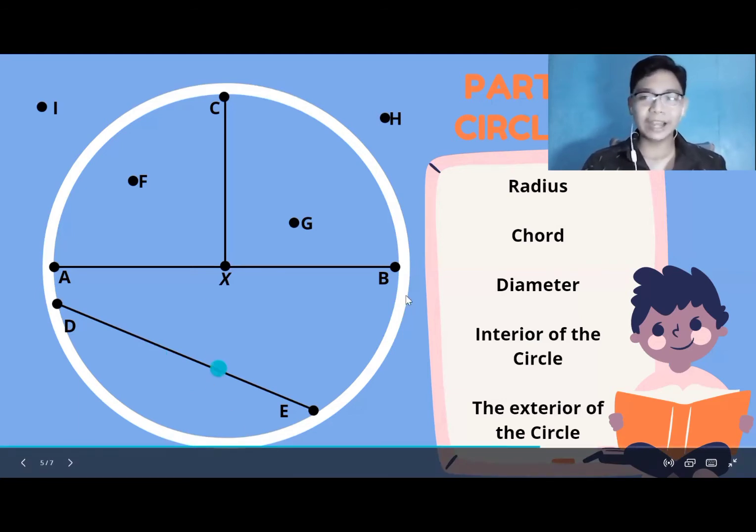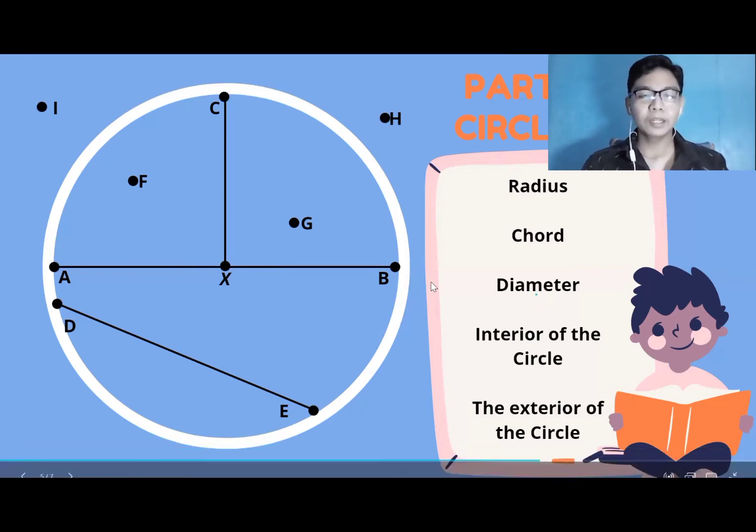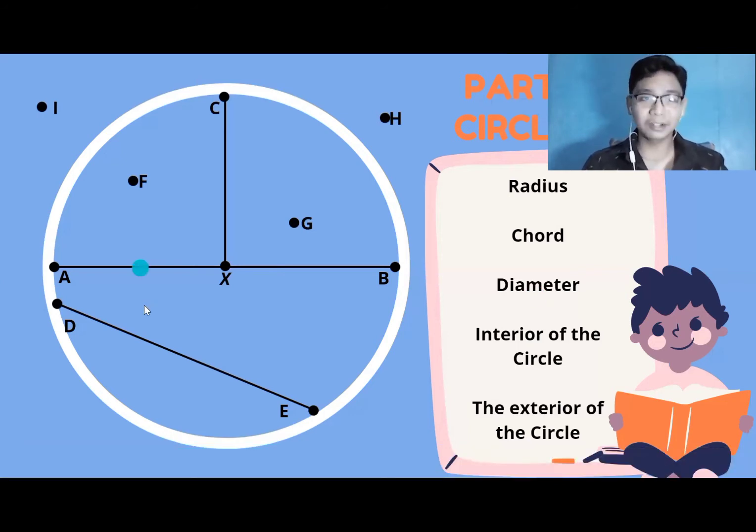So next up we have the diameter. It is a chord that passes through the center of the circle. So this is a chord. The chord is line segment AB because it passes through the center point of the circle, which is X.